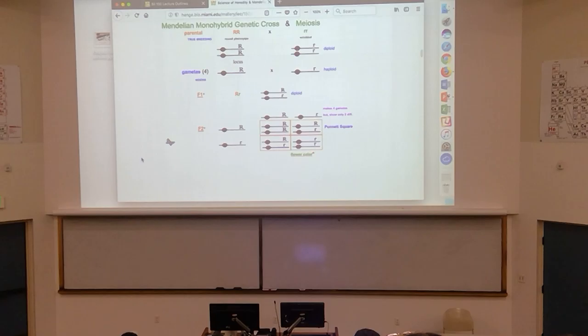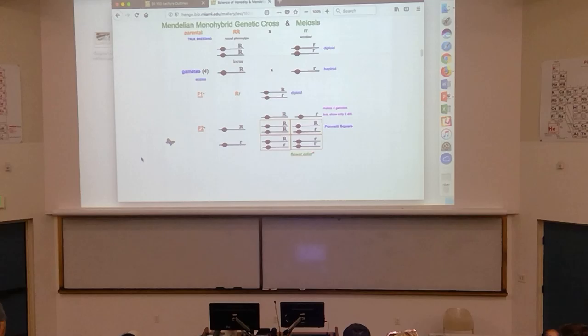We can recombine these, all possible combinations of what you want to show, in a device called the Punnett square, which is simply a box. Okay, when you're looking at a single cross, a monohybrid cross, you're going to have a box of four. If you have a dihybrid cross, you're going to have a box of 16. We'll look at that in just a minute when we do the dihybrid crosses.